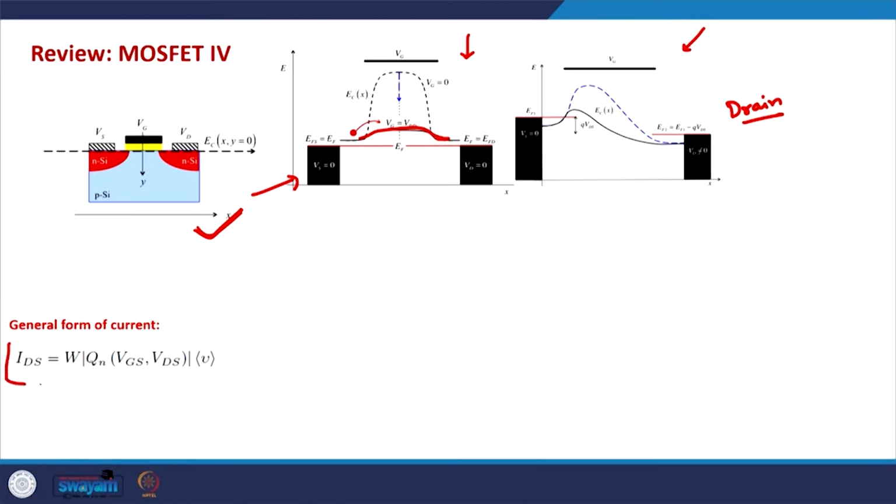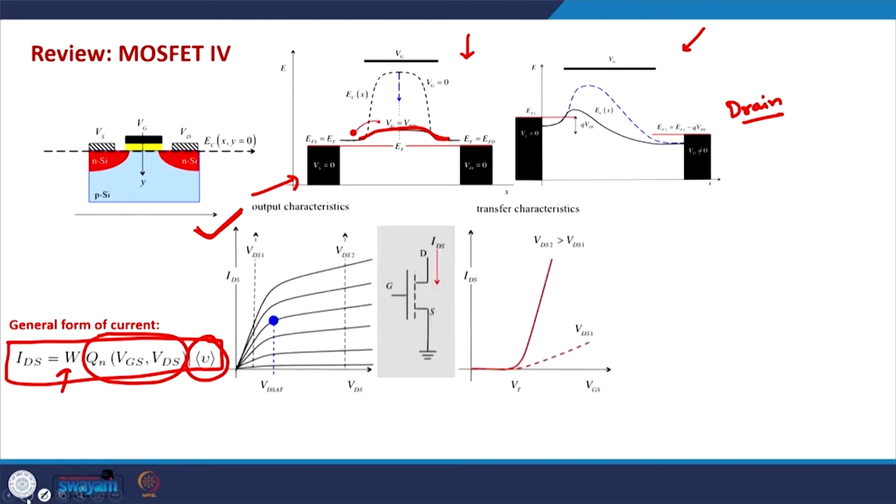The general form of IV characteristics is written in this way, and this is true for any device. I would say that the current depends on the charge available for conduction times the velocity at which the charge will move times the width of the device. And what we have seen is that the MOSFET IV characteristics are generally broken down in two parts. One is the output characteristics, that is the relationship between IDS and VDS, and second is the transfer characteristics, which is the relationship between IDS and VGS.